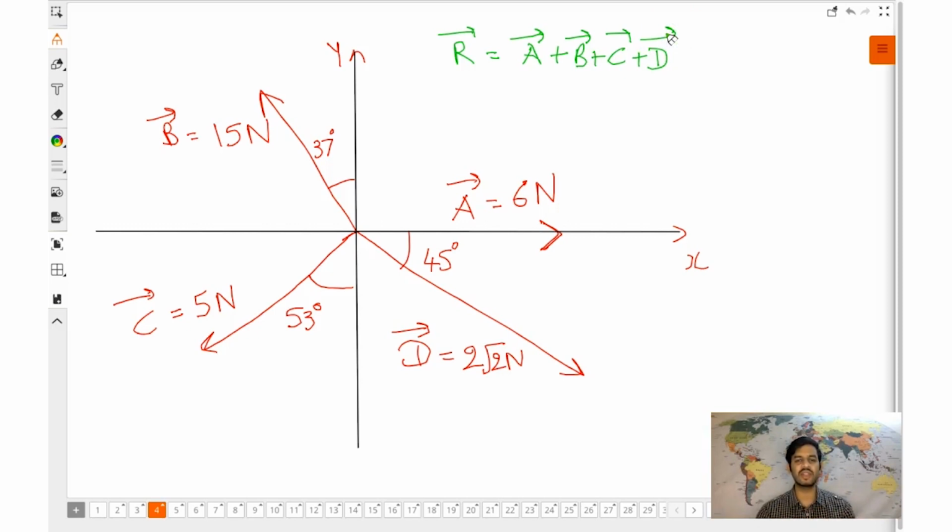Come on guys, quickly. Let's see whether you can solve before me or not. Race ho jaye. Okay, I am starting to solve. Let's see whether you can beat me or not.